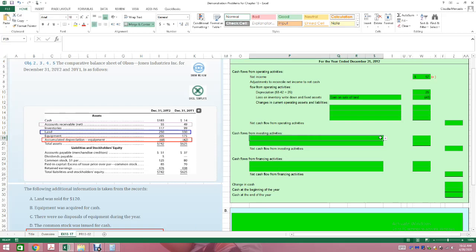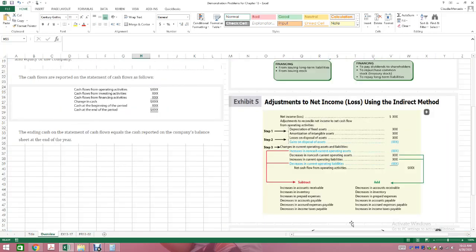So here we're going to do, I'm sorry, I'm in the wrong section. Increase in accounts receivable, and we are going to subtract $6. And how do we get that? We identified that our accounts receivable had increased by 6. If we look over here, if accounts receivable increases, we subtract.